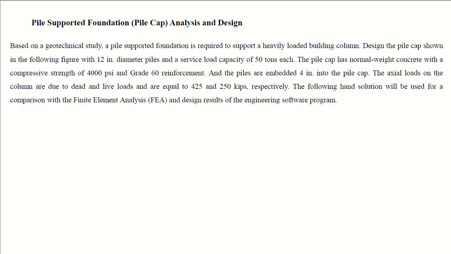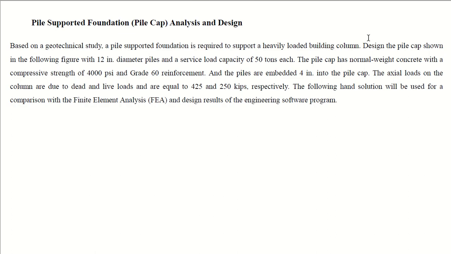This is the problem statement, basically, that based on a geotechnical study, a pile supported foundation is required to support a heavily loaded building column. So this is not a bridge system, this is a building column. That's why it is called a column. Okay, building column. If we were talking about the bridge, then it would have been pier. Understand it?